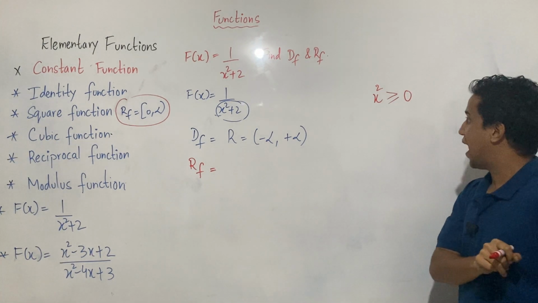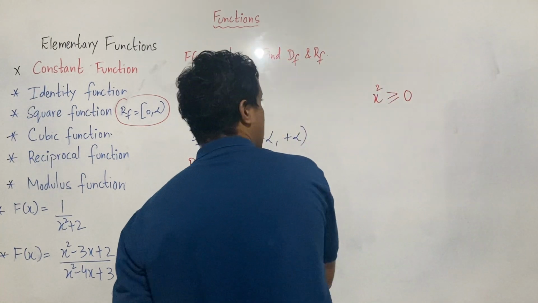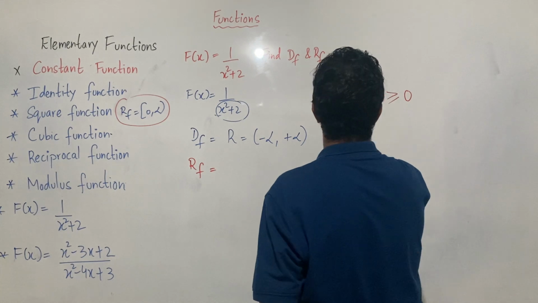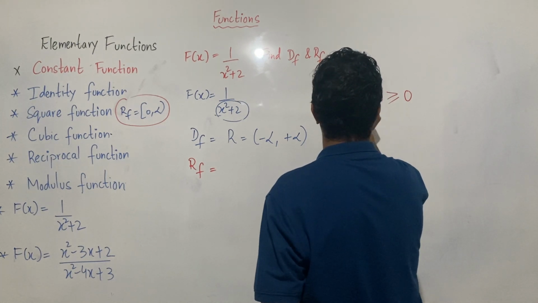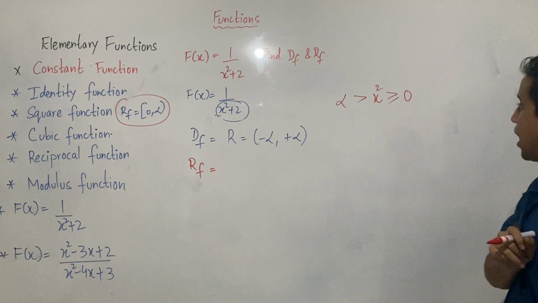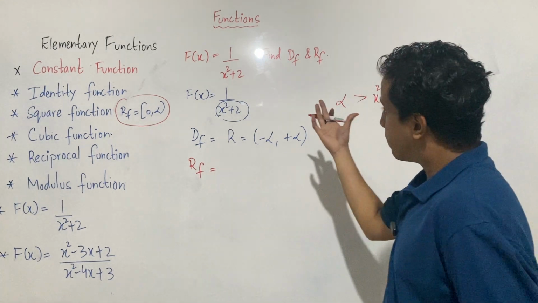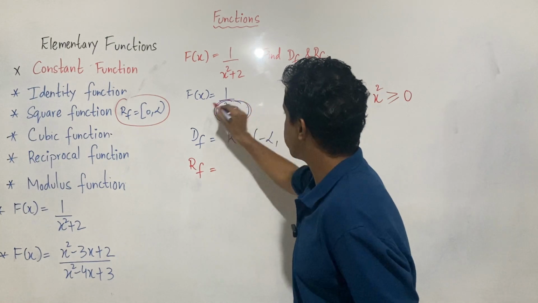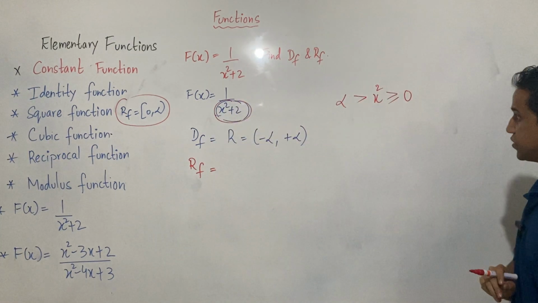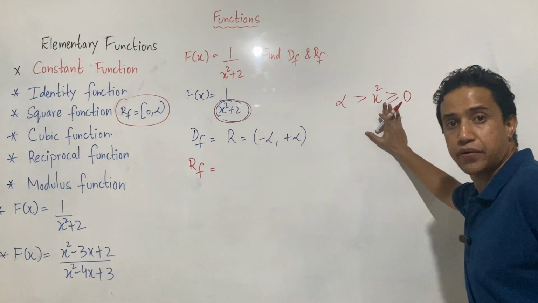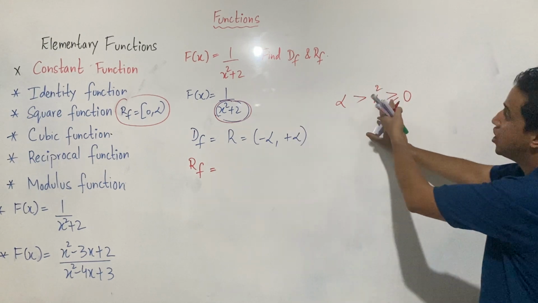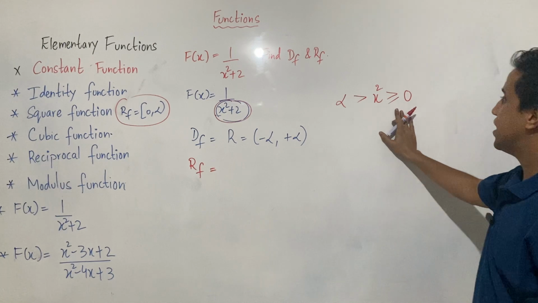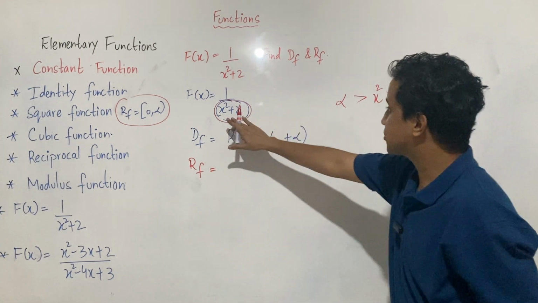And it can go up to infinity, right? Now, because I want to find the range for this function, if x square can take values from 0 to infinity, that's what it says, then what about x square plus 2?